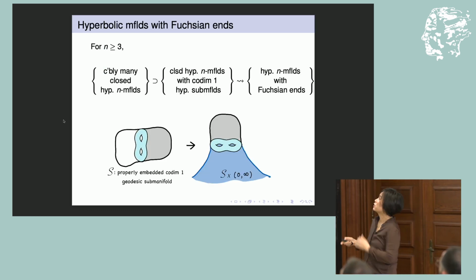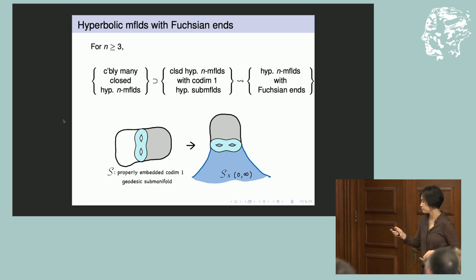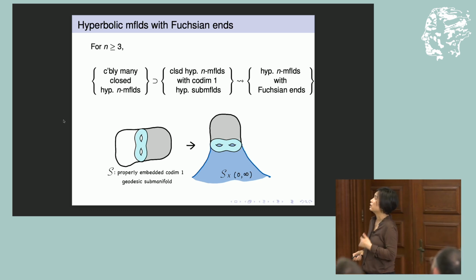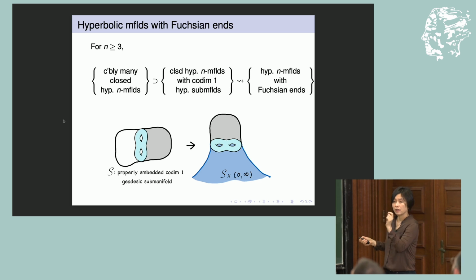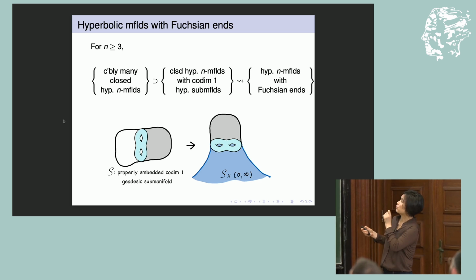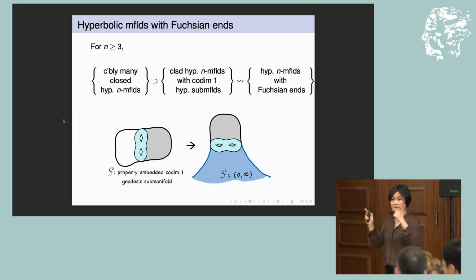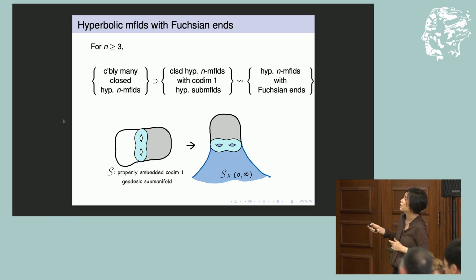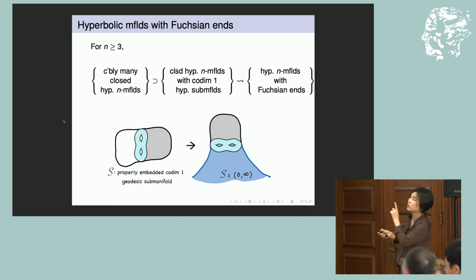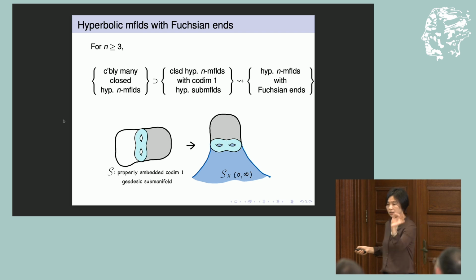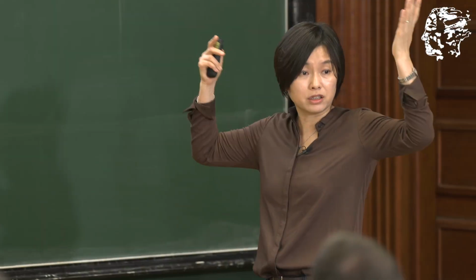Now I want to describe a higher dimensional version of this. For n at least 3, as I mentioned before, there are infinitely many closed hyperbolic n-manifolds. Not every closed hyperbolic n-manifold contains a properly immersed codimension 1 geodesic plane, which is analogous to a simple closed geodesic in a hyperbolic surface. But there are infinitely many of them which contain a properly immersed codimension 1 geodesic submanifold. You should think of this codimension 1 geodesic submanifold as really analogous to the simple closed geodesic in higher dimensions, because it is something you can cut along, since it is codimension 1.